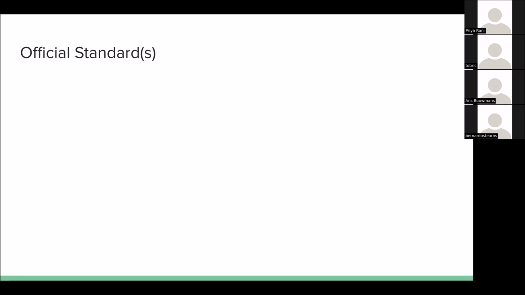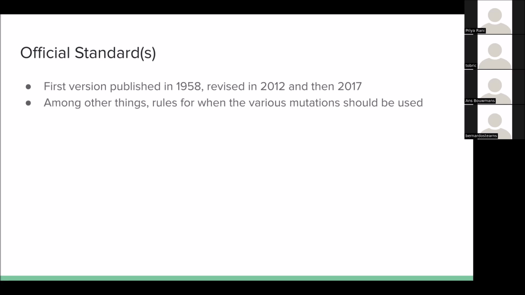Well, there is an official standard. In fact, there are multiple official standards. The first version of the official standard was published in the 50s. It was recently revised and then revised again, in 2012 and 2017. So the 2017 version, I guess, is the most up-to-date official standard. Among all of the other things that are laid out in the standard, it has rules for specifying when the various mutations in Irish should be applied.